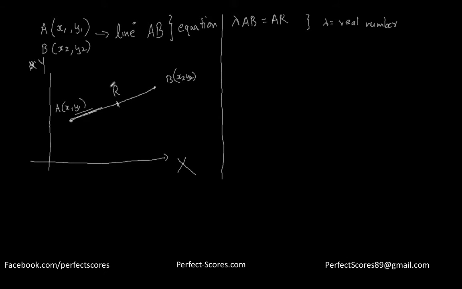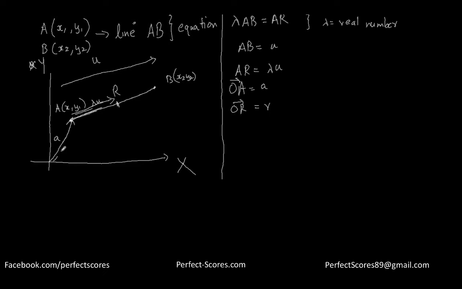Now what I'm going to do from here is define vector AB to be equal to u. So this whole thing is equal to u. That means vector AR is going to be lambda u. So this vector is going to be lambda u. I'm going to define vector OA to be A, so this vector is A, and vector OR to be equal to R. So this is what I have.